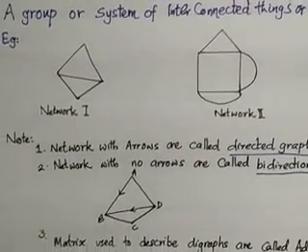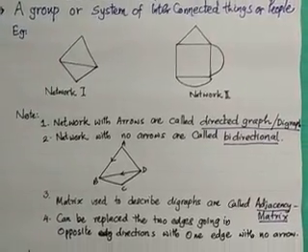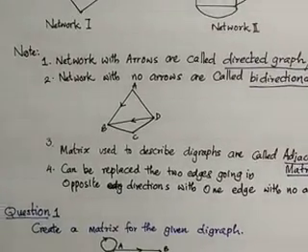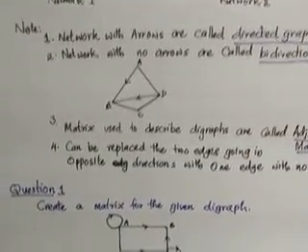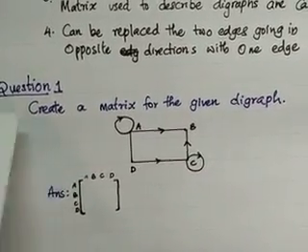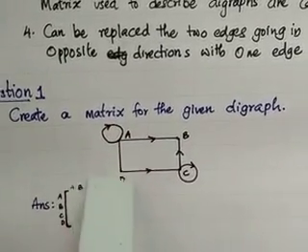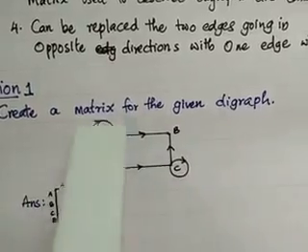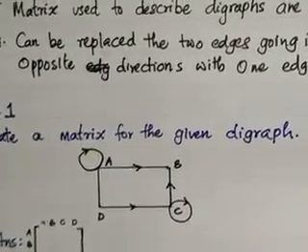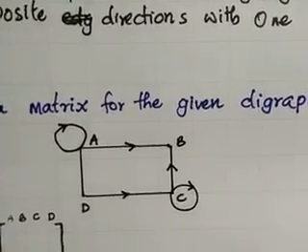Now let's see how to make an adjacency matrix for a given digraph. Listen. Here, create a matrix for the given diagram. Here you can see one digraph. So how can we make one adjacency matrix for the given digraph?